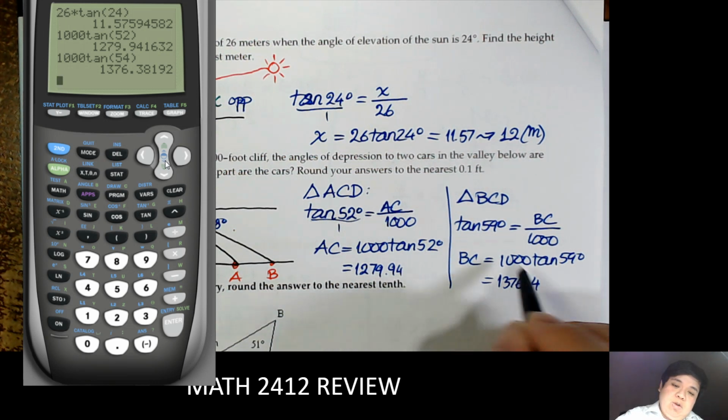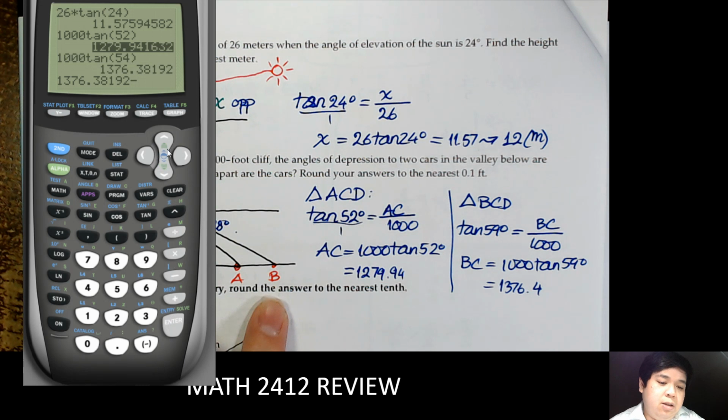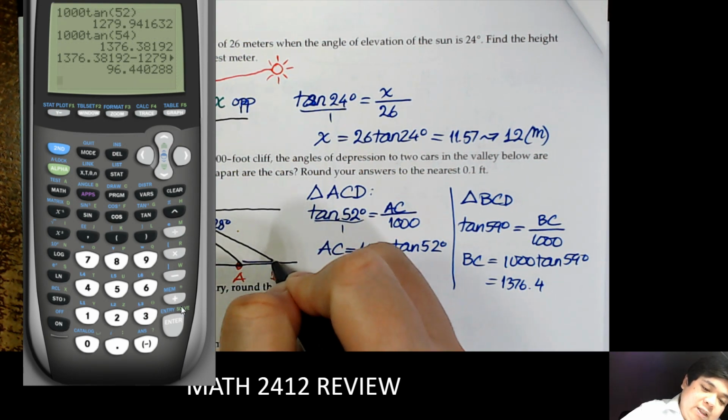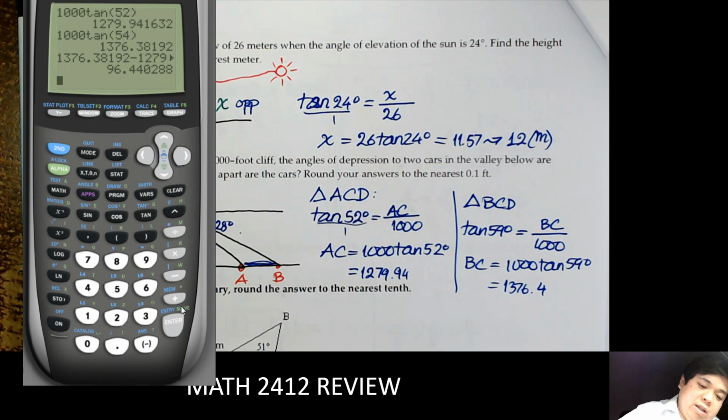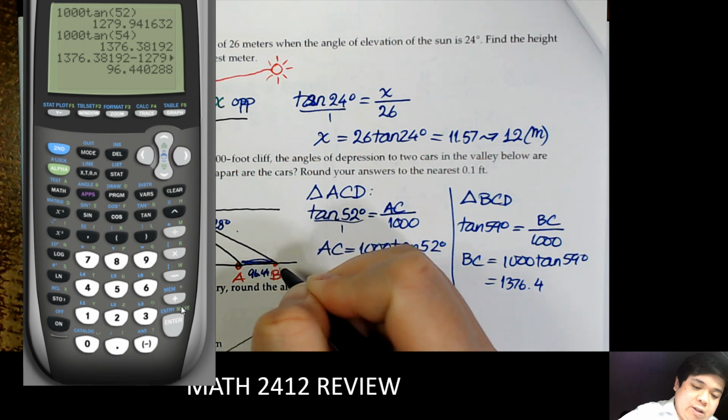And we'll just subtract this number, the distance BC, subtract the distance AC, and that's what we have. So AB is CB minus CA, and we have 96.44 meters.